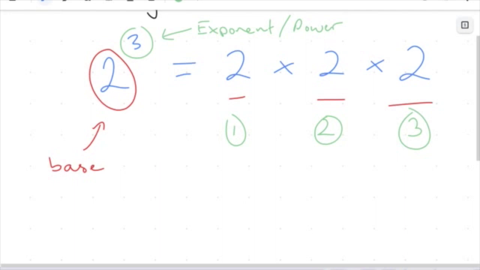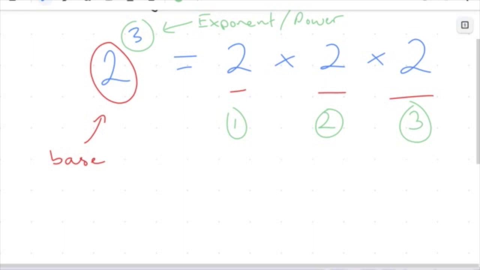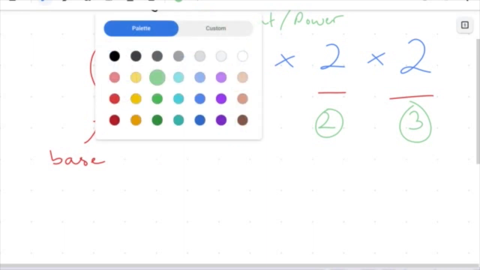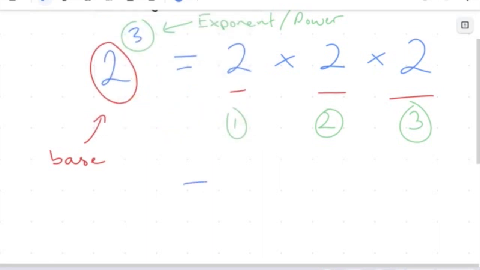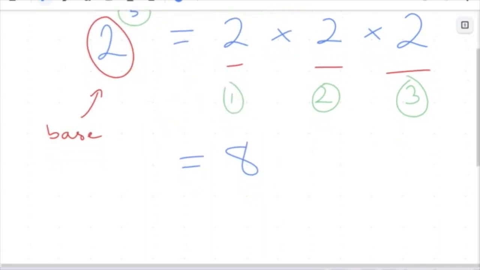This is just a recap of what we did in indices and what we've been doing for a while. But we need to understand this idea that cubing a number means just timesing it by itself 3 times. So what we wind up with here is the number 8, because 2 times 2 gives me 4, 4 times 2 gives me 8.